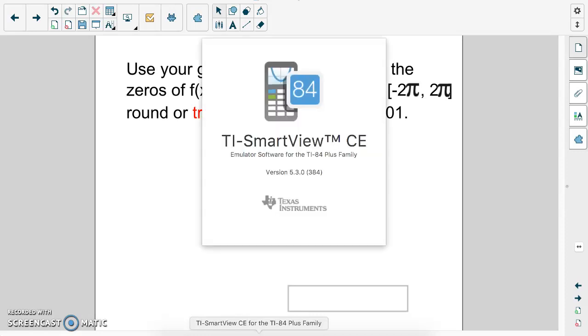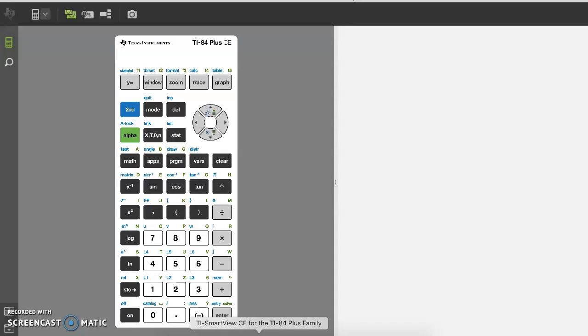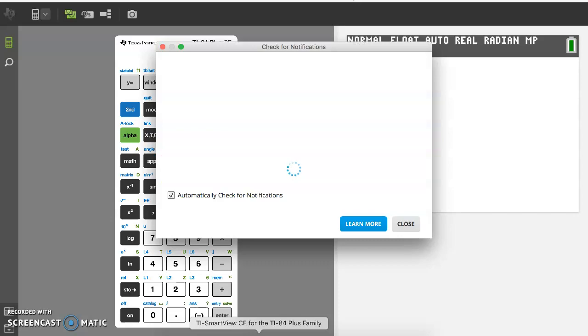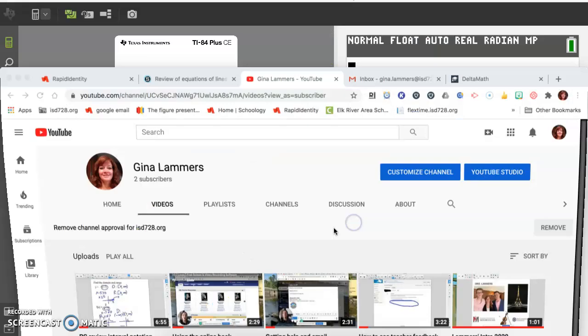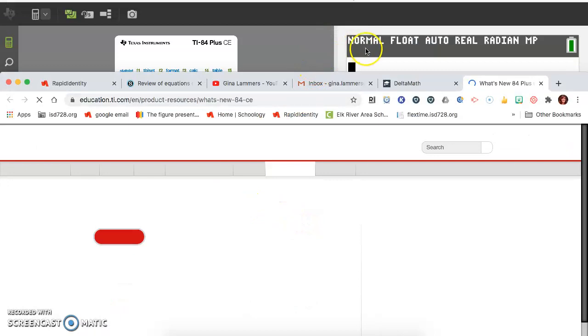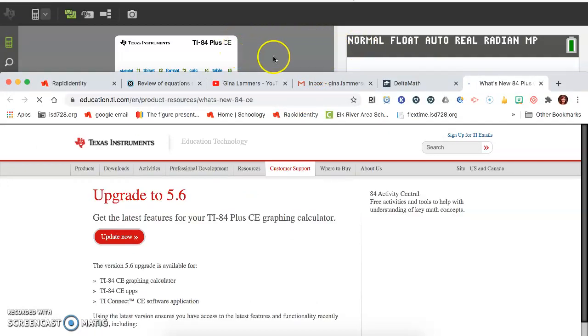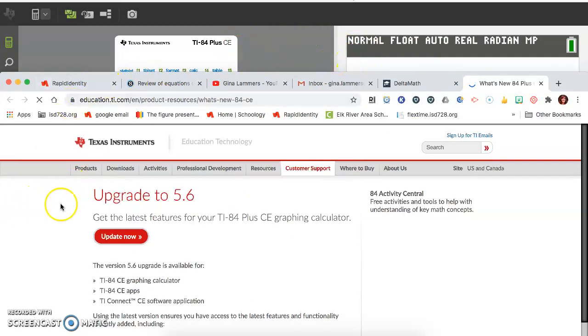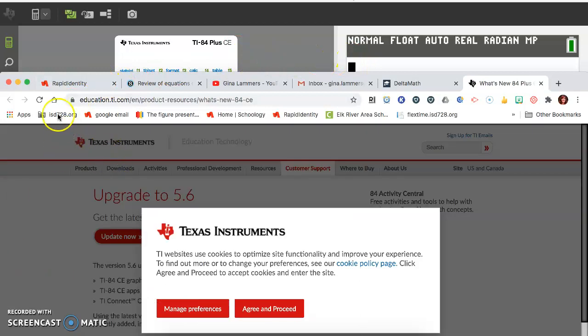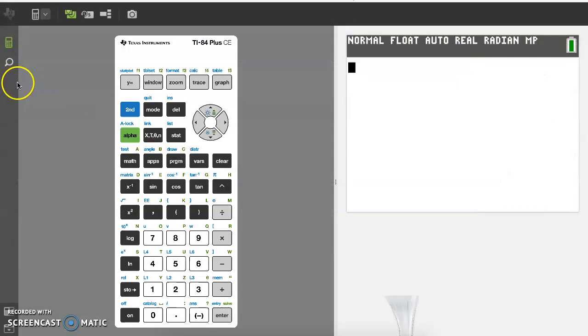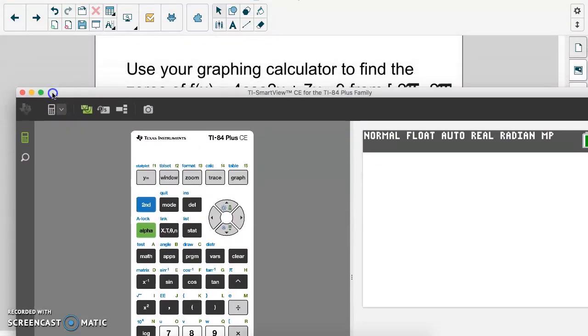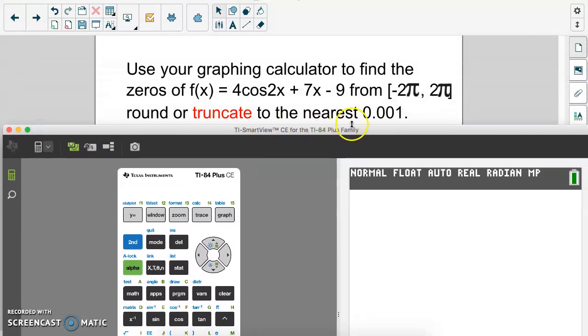Round, we know what rounding means, but do you know what truncate means? Truncate means you chop off the end decimals after the value you want. Okay. Truncating means chop off the decimals. So if we want to the nearest 0.001, we chop off all the decimals after the third decimal place.